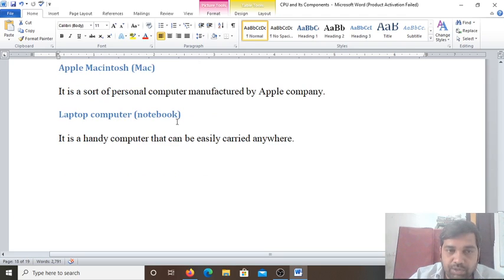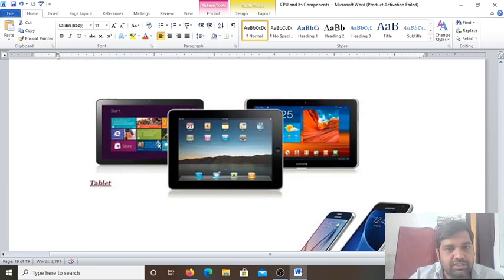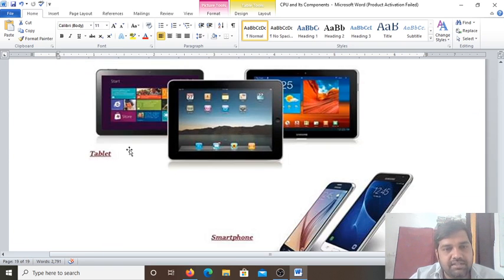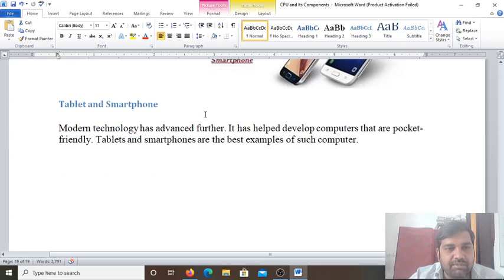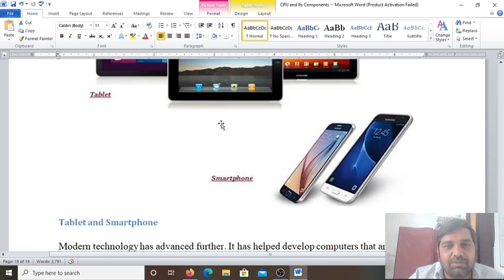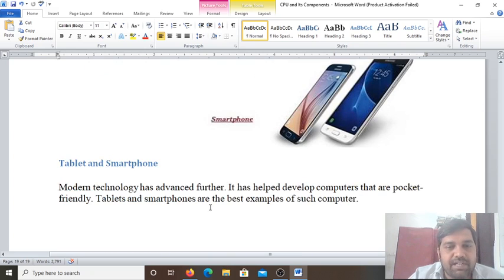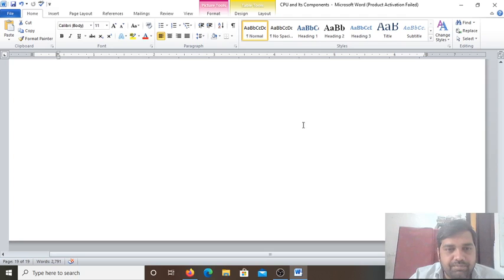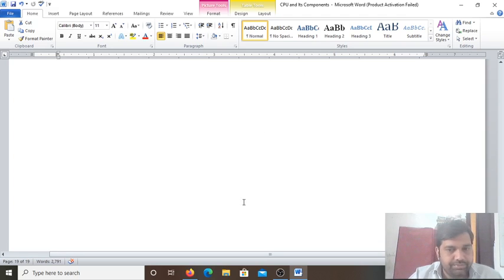Laptop computer, this is called the notebook. A handy computer that can easily be carried anywhere. The tablet and smartphone are also computers. Modern technology has advanced further. It has helped develop computers that are pocket friendly, that you can put in your pocket, like mobiles. Tablets and smartphones are the best examples of such computers. They are also called palmtops, because you can keep these computers on your hand.